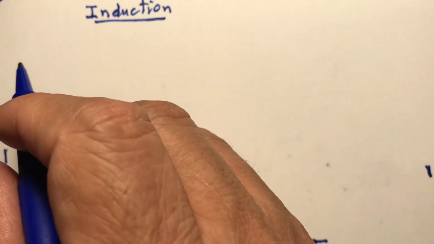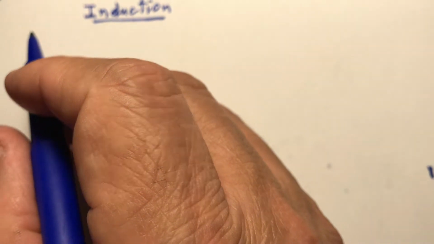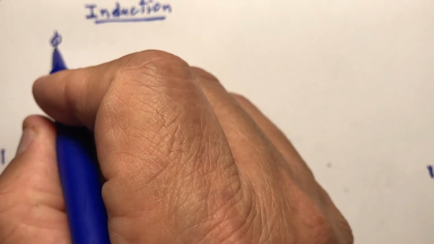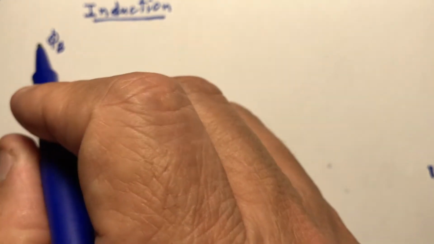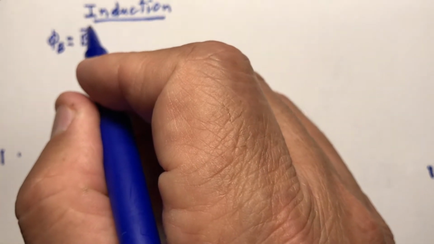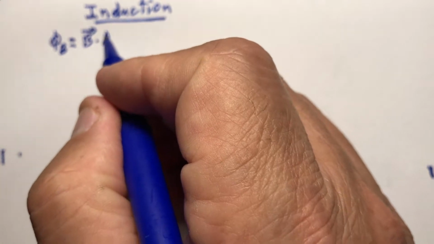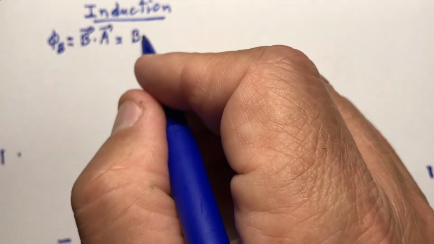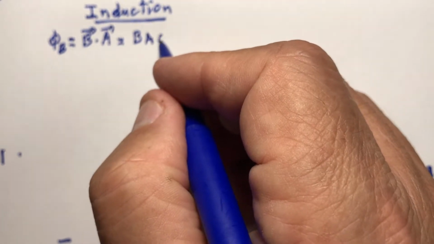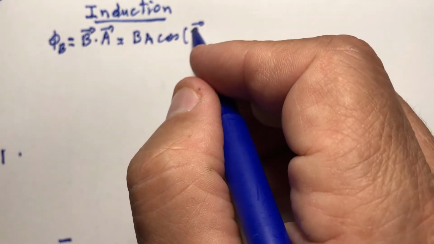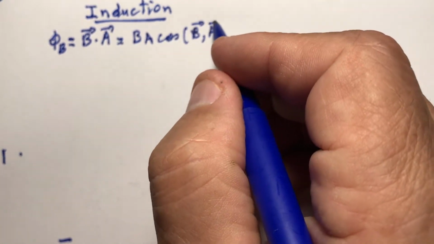Today we're going to study induction. Before we study induction, we need to understand the flux, the magnetic flux. Phi B, that's the magnetic flux, is equal to the B field dot the area, which is equal to the B field times the area times the cosine of the angle between B, the vector B, and A.